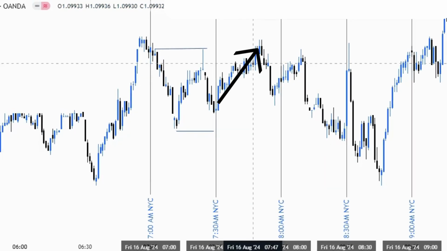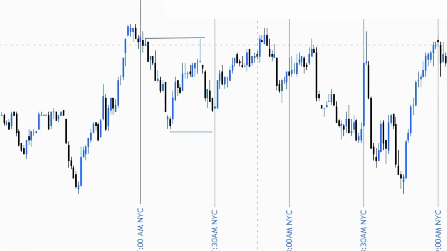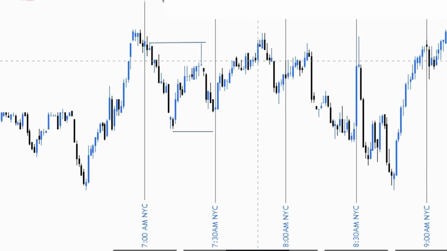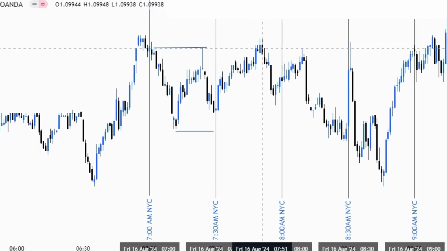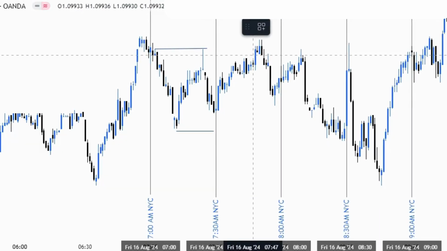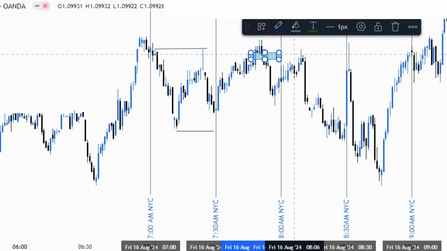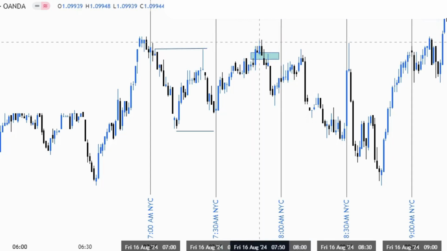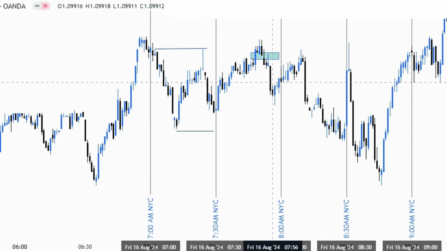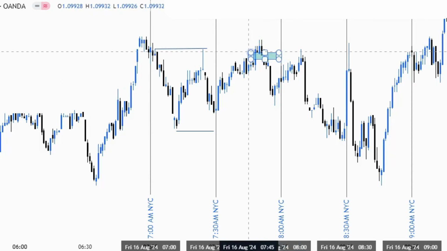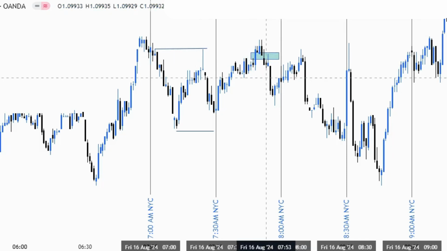Do we have any fair value gaps that were created here? I pointed it out just now. That's the one, so we mark it out. Okay. At the time this fair value gap forms, you won't have this leg. So when it forms, you can just extend it. When price trades through it, what does it become? Inversion fair value gap. Okay.